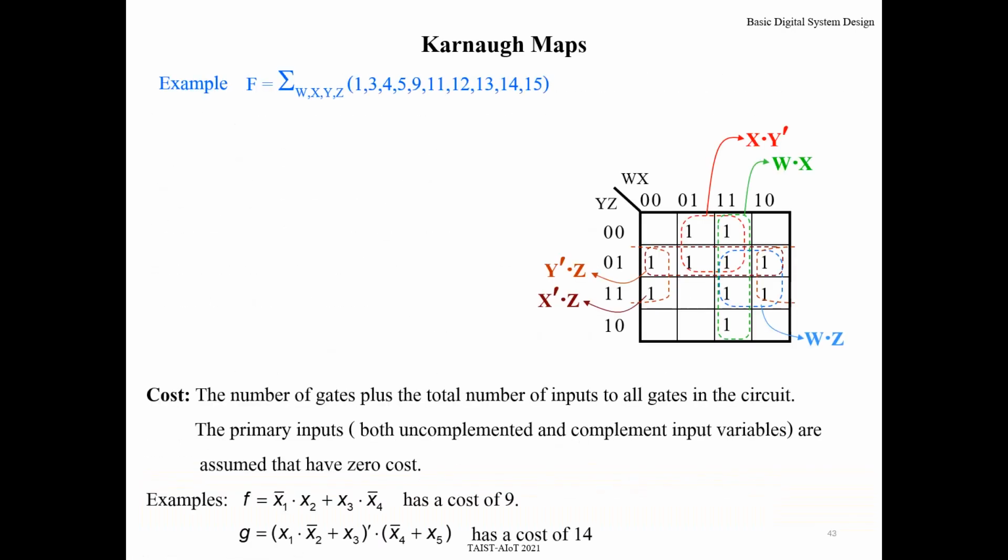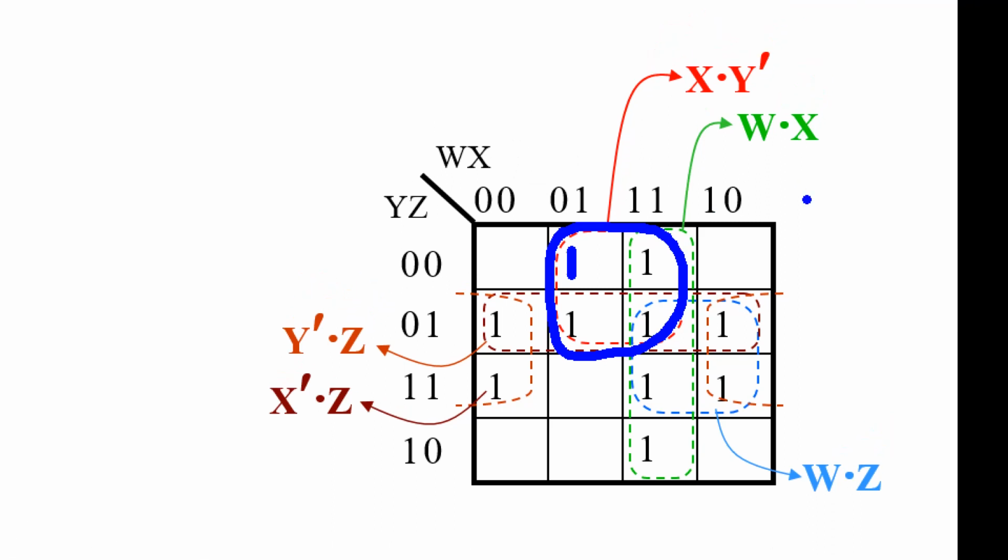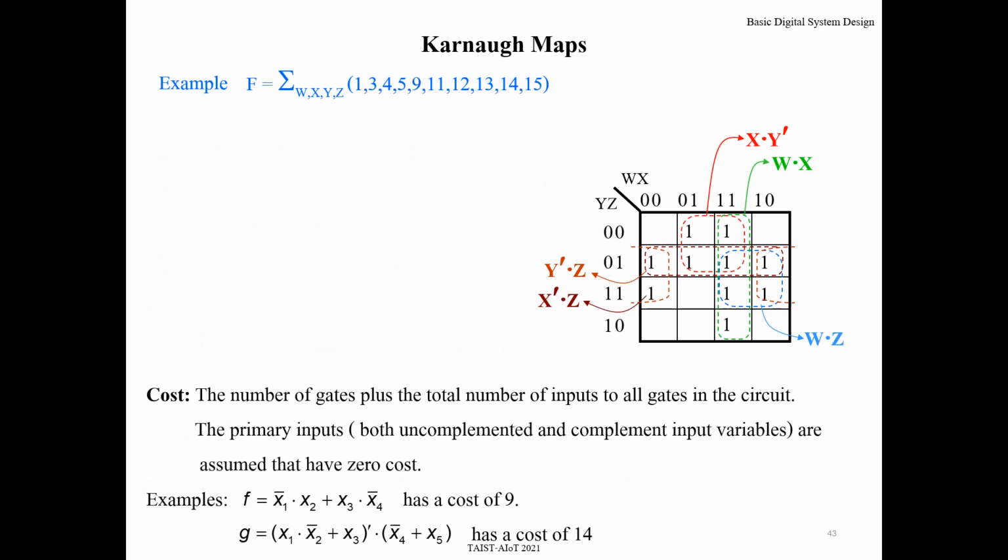Consider this example. To obtain the function, at first we must select all these one cells, right? And because this one cell is covered by only this prime implicant, that means to complete the function, we must use this term, right? This prime implicant is essential. It's an essential prime implicant. This cell is called a distinguished one cell, or essential vertex. It's just a definition that you should know.